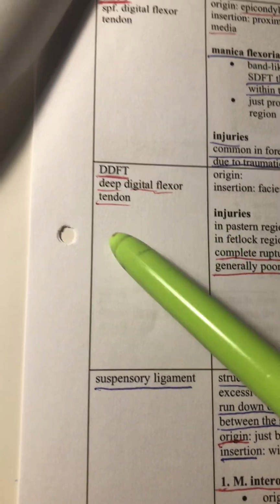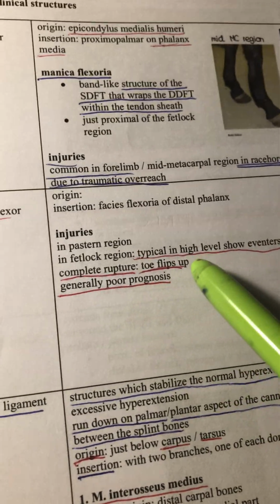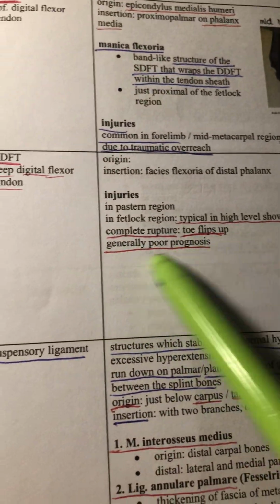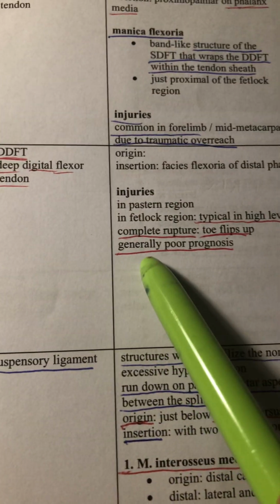The deep digital flexor tendon, or the DDFT, injury is typical in show jumpers or show eventers, and a complete rupture makes the toe flip upwards. And the prognosis is poor.